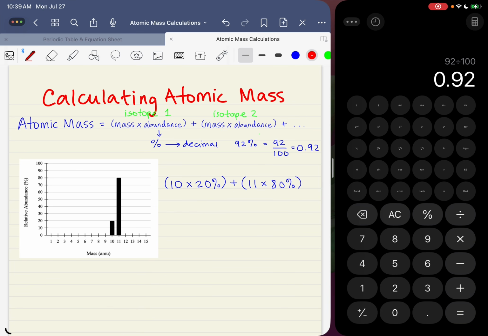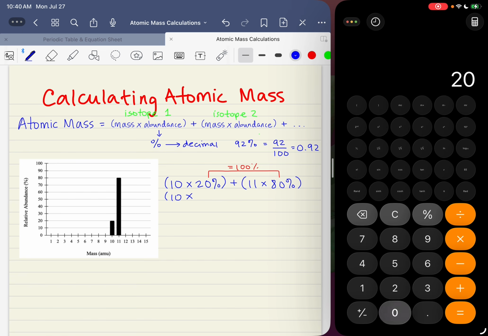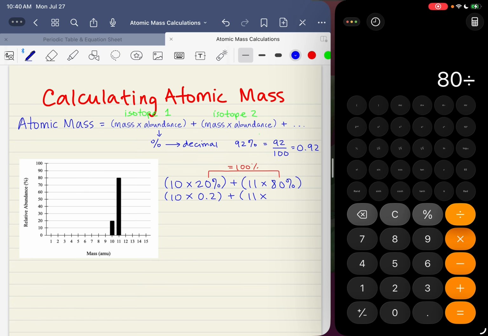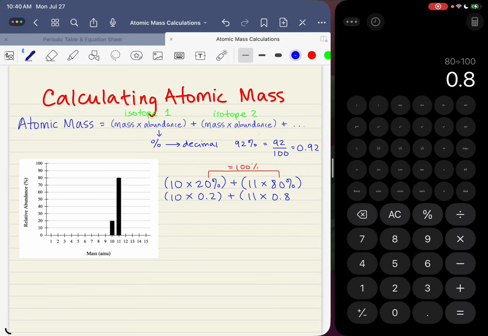Just a little trick: your percentages must add up to 100%, because it's the total number of atoms. The total is 100%, so you need to make sure that those 2 percentages, or 3 percentages, or 4 percentages always add up to 100%. Okay, let's change these into decimals. We have 10 times 20 divided by 100, which is 0.2. Again, if I move that decimal place over 2 places, it gives me 0.2. Plus 11 times 80%, so 80 divided by 100, that's going to give me 0.8.